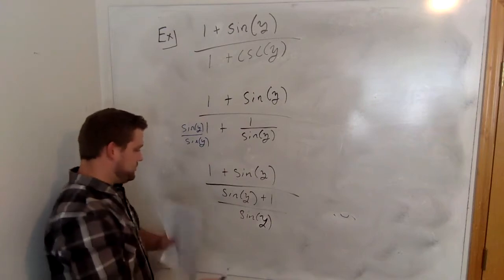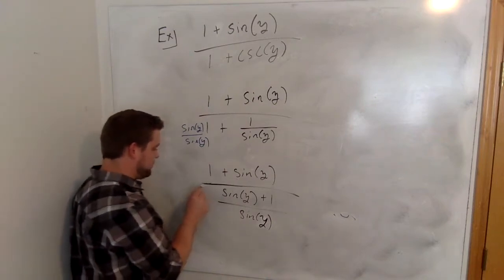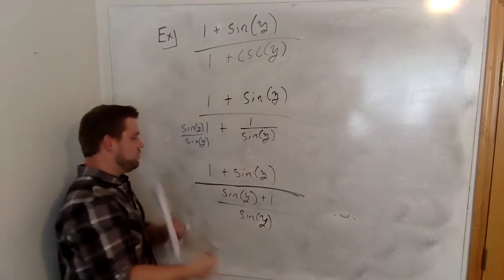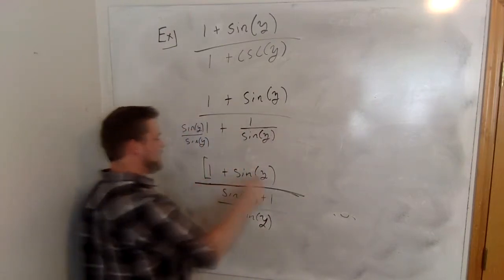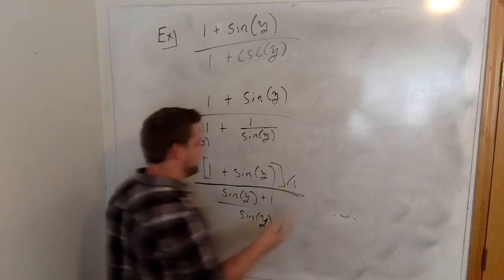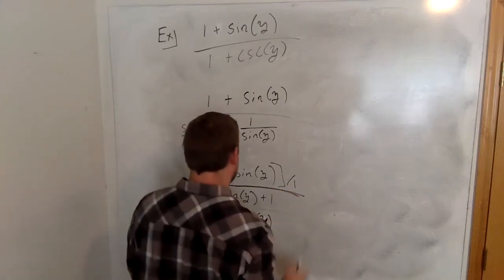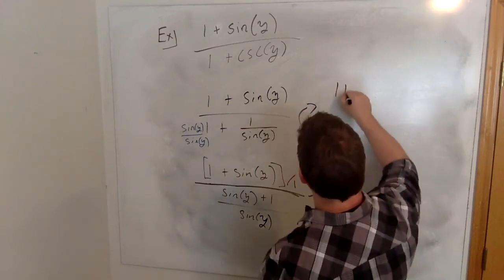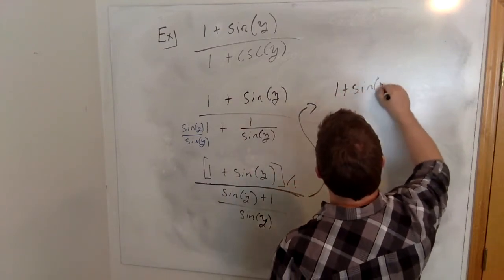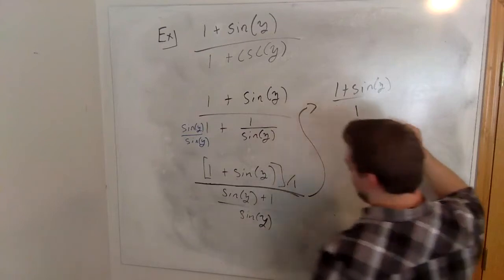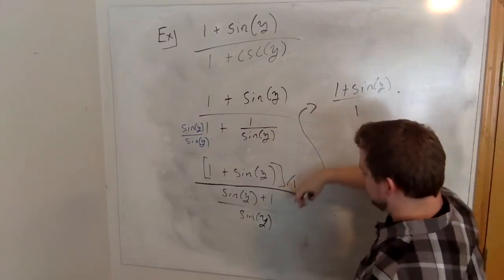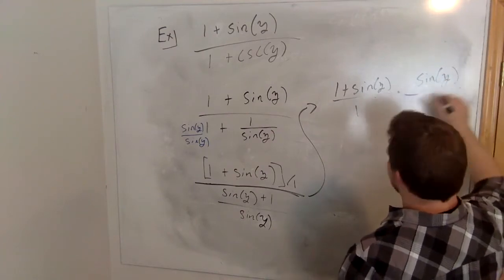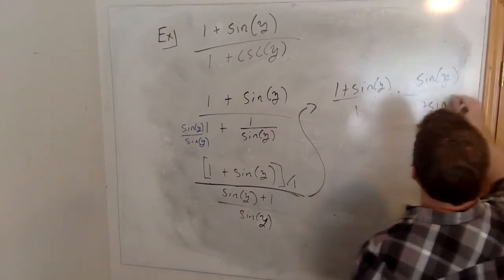So now you could think, I try to make this fraction bar larger. Well, this whole 1 plus sine of y in the top, think of that as over 1. And now I can flip and multiply. So this will become 1 plus sine of y all over 1 times, reciprocate the bottom. This is the same thing as sine of y all over 1 plus sine of y.